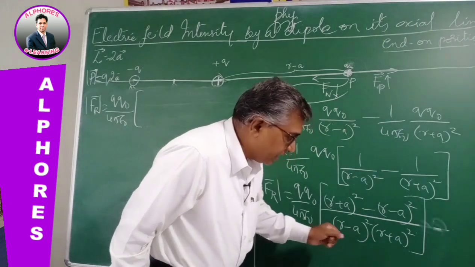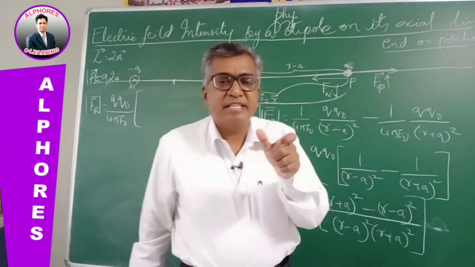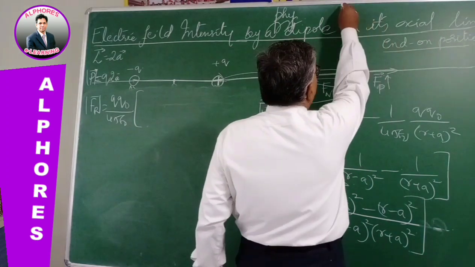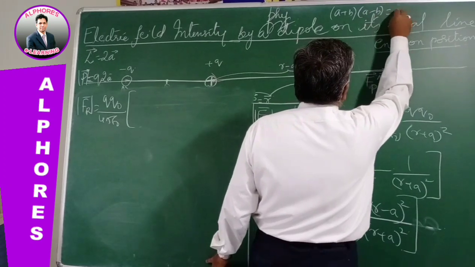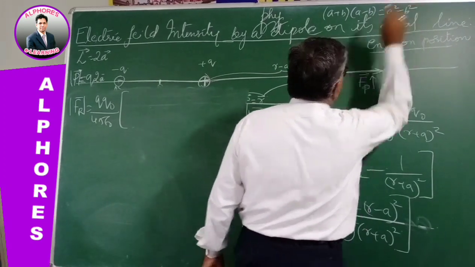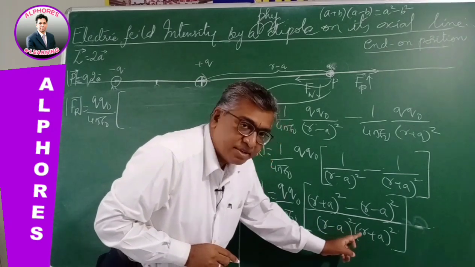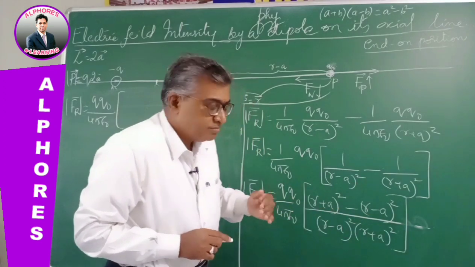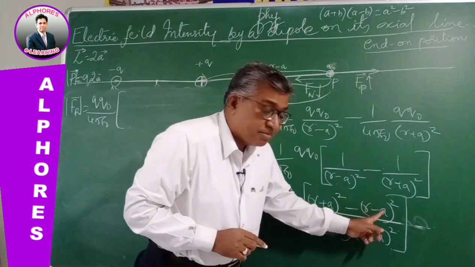considering the denominator here, this is r plus a and this is r minus a. We know a plus b into a minus b, a plus b times a minus b, this is a square minus b square, right? So a plus b into a minus b is a square minus b square. Both the terms are having square, so whole square. Similarly, in the numerator, it is r plus a whole square minus r minus a whole square.